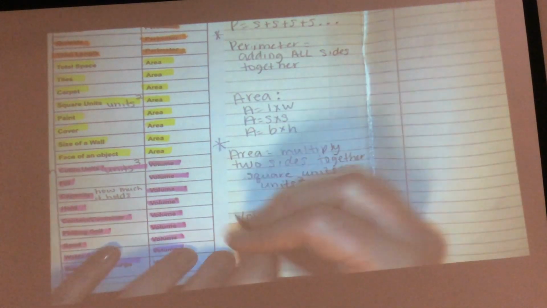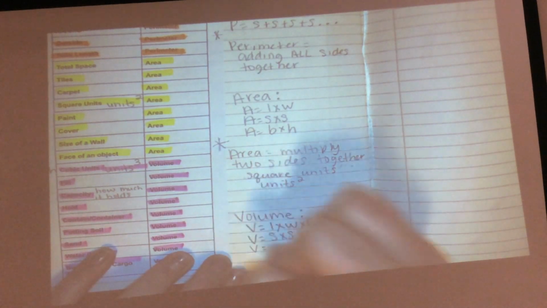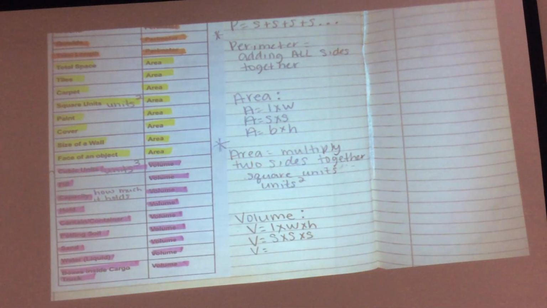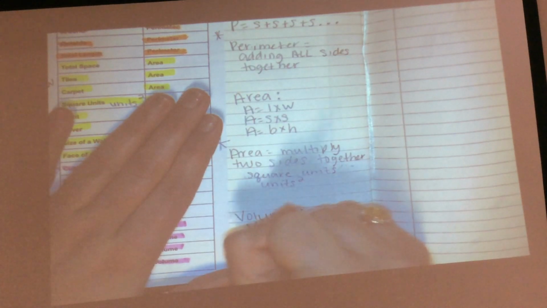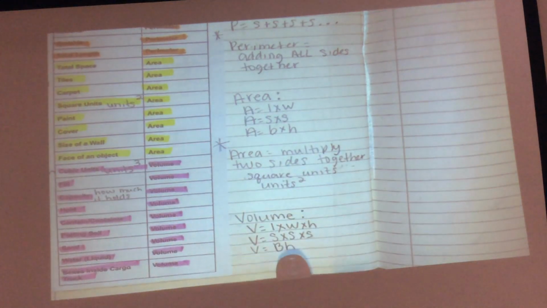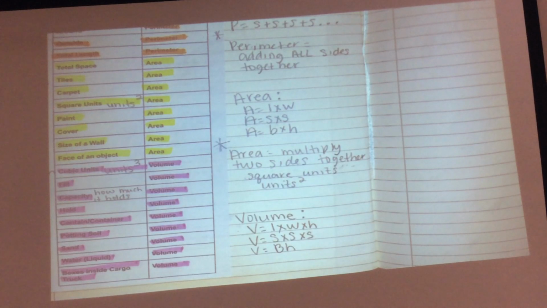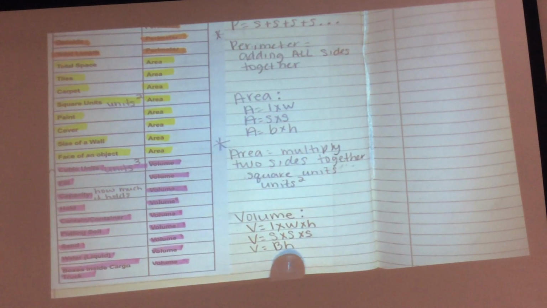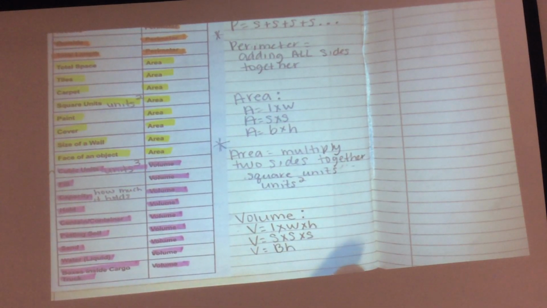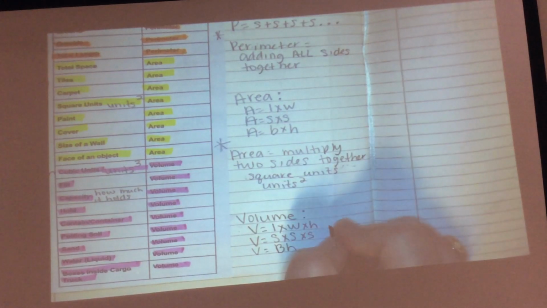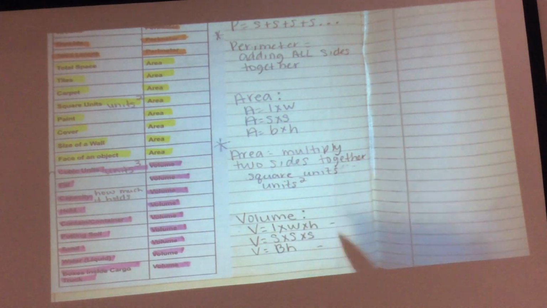What were you just saying, Ethan? B times H. What kind of B, little b or big B? Big B. Okay, so let's talk about this. You told me on volume I have to multiply 3 sides together, so why is there only 2 things listed here? Anyone have any idea? Let's compare this to this. What is different from this compared to this? Tell me, Peyton. The first one has operations. The bottom one doesn't have one operation.